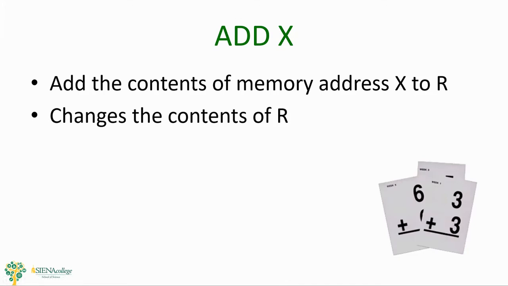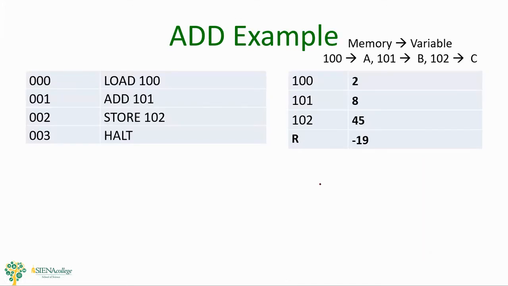So let's see how that would work. Building on our earlier example, we now have 3 memory locations, 100, 101, and 102. Load 100. Well, we've got a 2 in memory location 100, so it's going to go into R. Add 101. We're going to take the contents of 101, the 8, and add it to what's in R. 2 plus 8 is 10, so we're going to get a 10 in R.